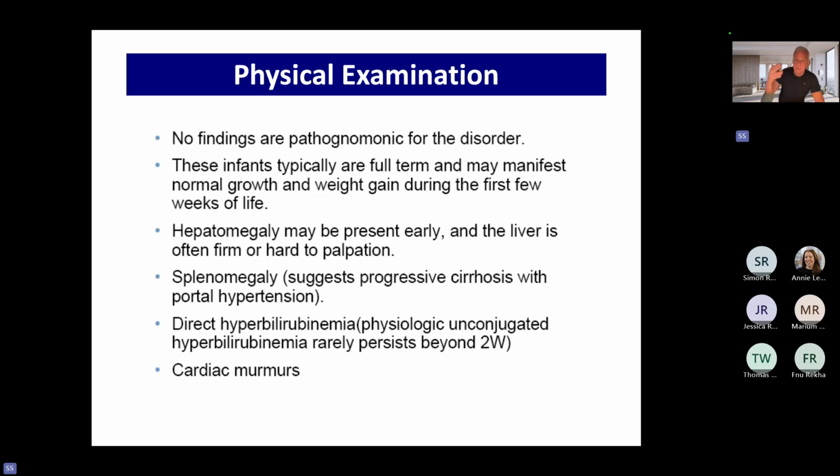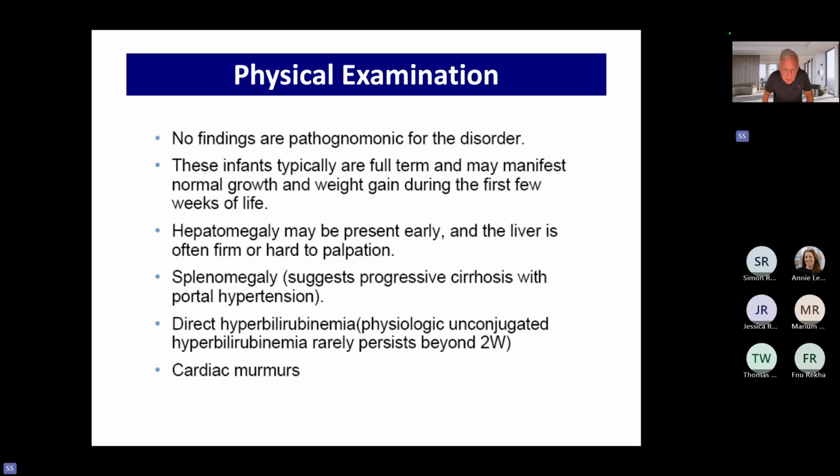In terms of those babies who don't have the associated anomalies, there are no physical findings that are pathognomonic for the disorder. The infants are typically full term, and may manifest normal growth and weight gain. Hepatomegaly may be present early, and the liver may be firm or hard to palpation. You hope it's not, because that clearly suggests that we're already having cirrhosis. Splenomegaly is a problem because it suggests progressive cirrhosis with portal hypertension.